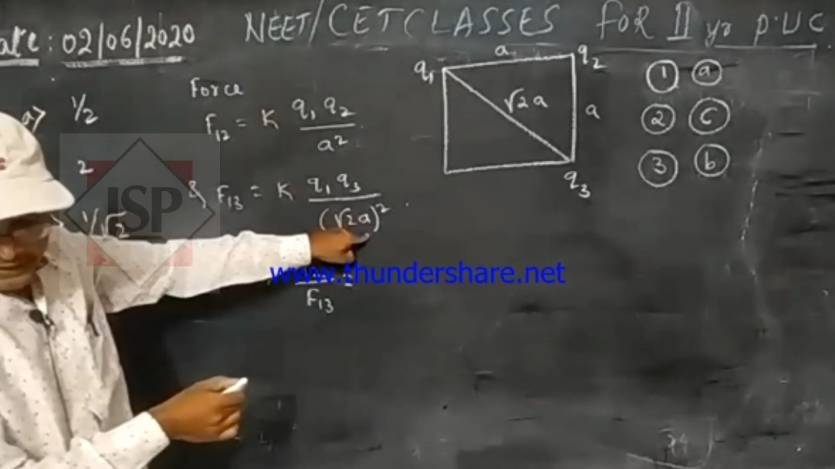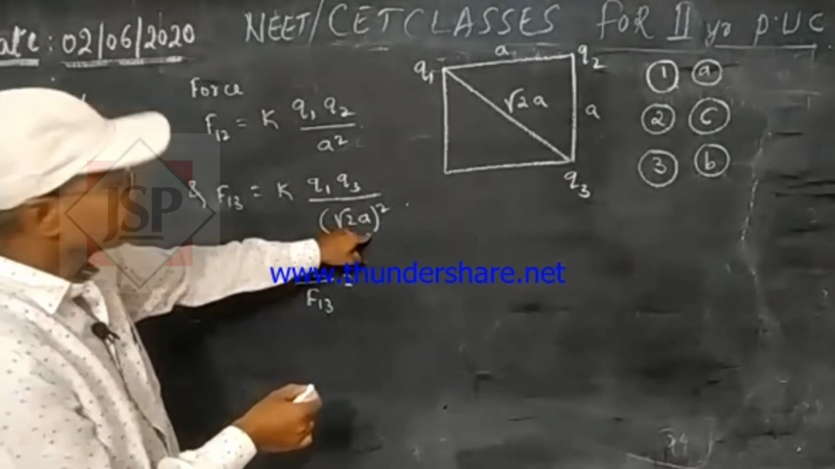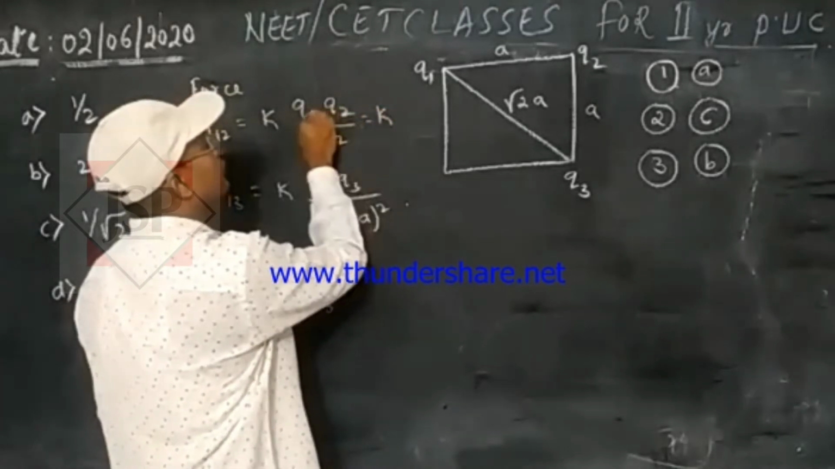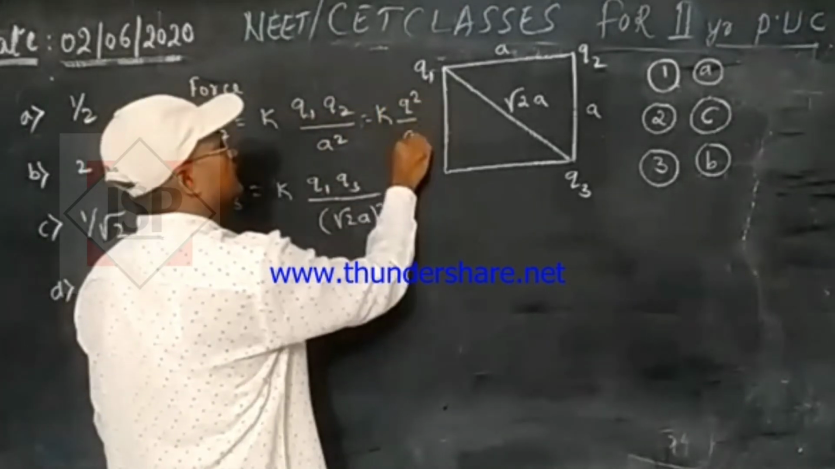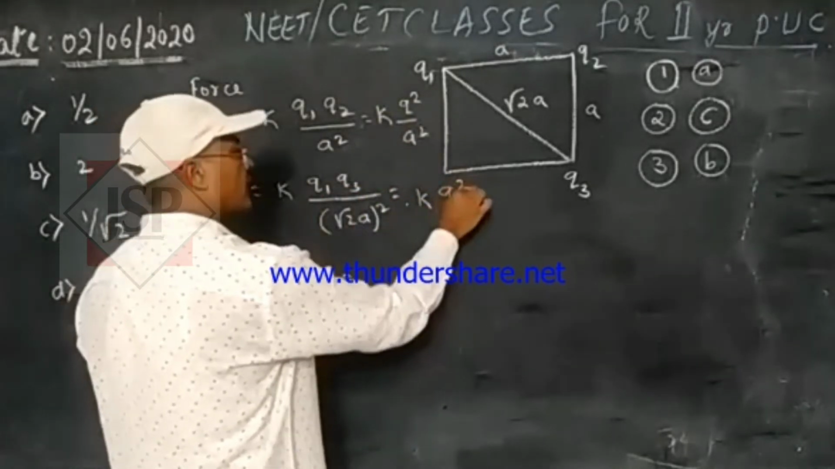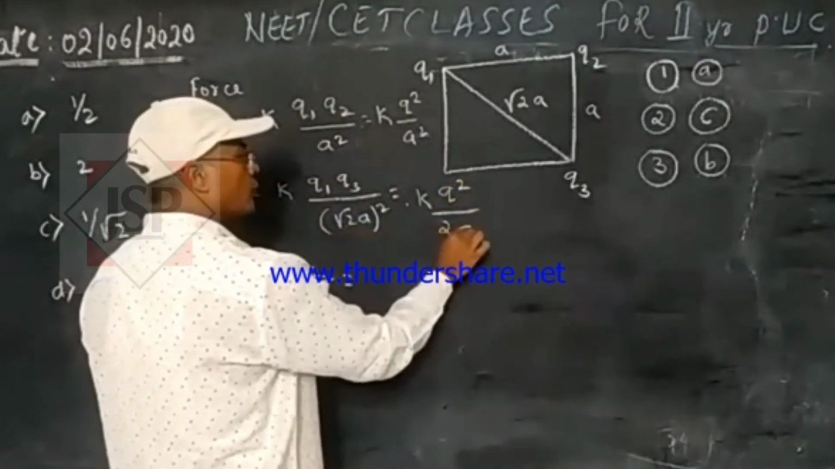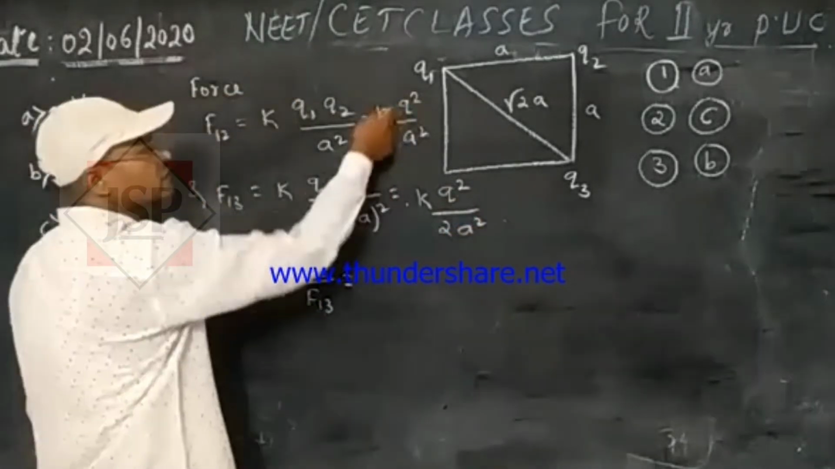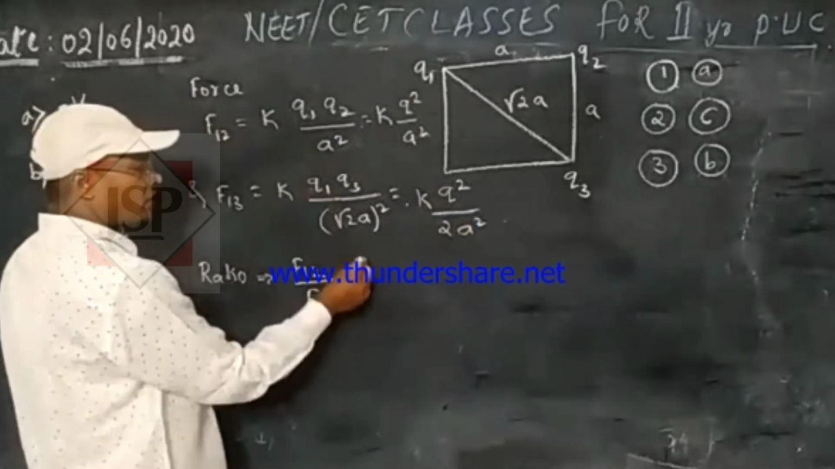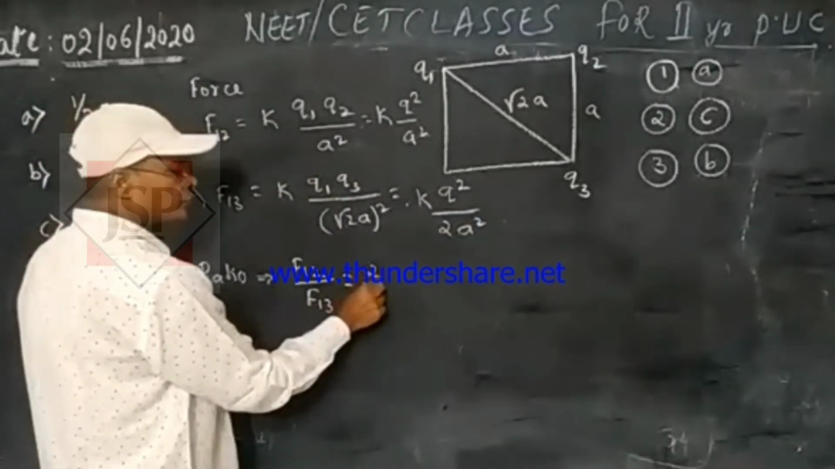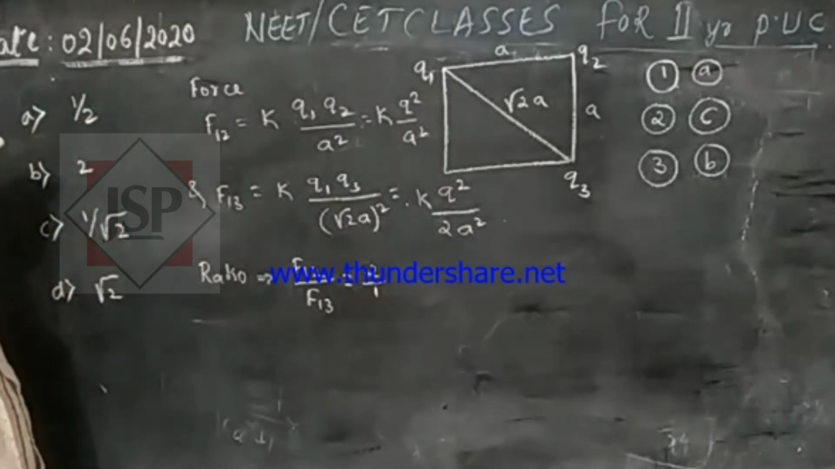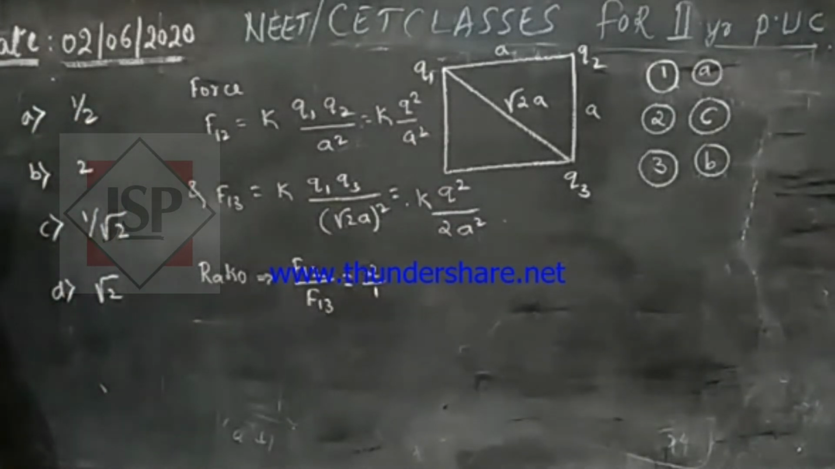So what are the remaining? That we can see here. This is the similar charges, meaning K into Q1 Q2 is Q square, divided by A square. K Q1 into Q3 is also divided by 2A square. So K gets cancelled, A square gets cancelled. The reciprocal of this one is 2 divided by 1. So what answer are we getting now? We are getting 2.